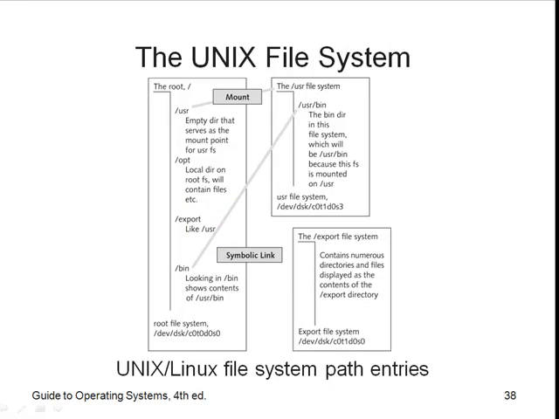This is an example of the Unix file system, and you can see where we have mounted a different file system here, and we've also created a symbolic link. A symbolic link allows us to use the same file but refer to it in different locations in the file system.